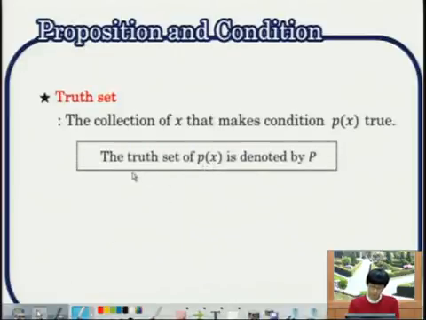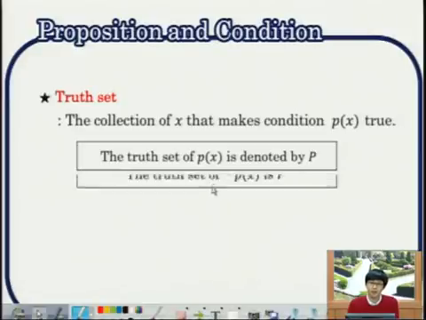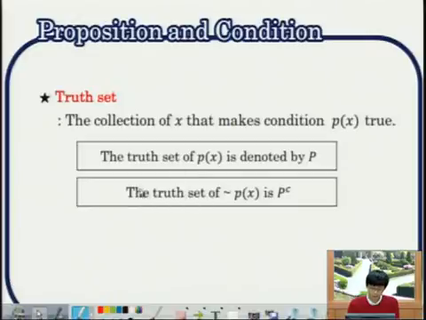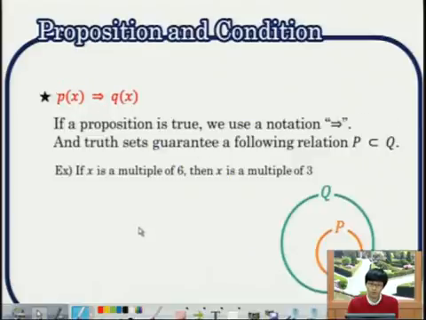It is written here: the truth set of p(x) is denoted by P. And this swung dash right here, the truth set of swung dash p(x), is the complement of set P. This swung dash means not. So let's look at the next slide.